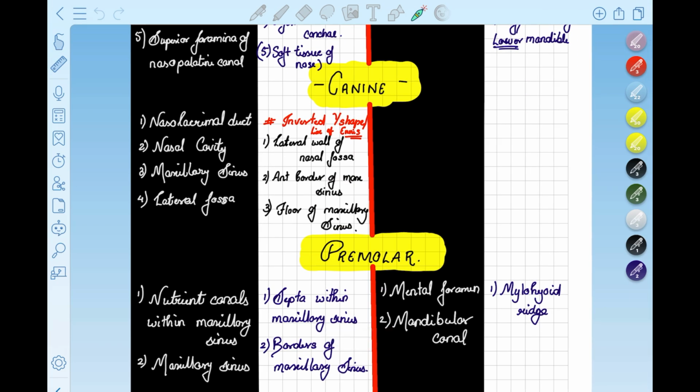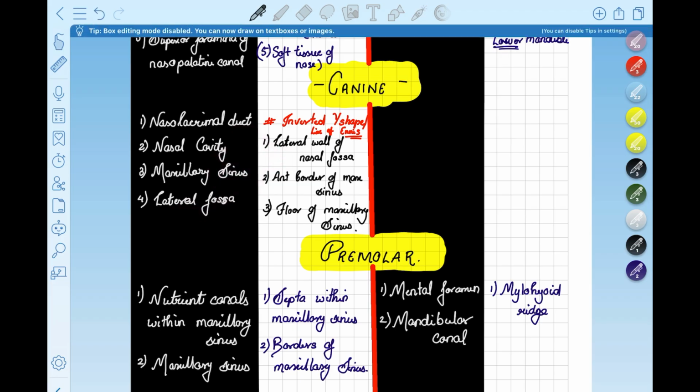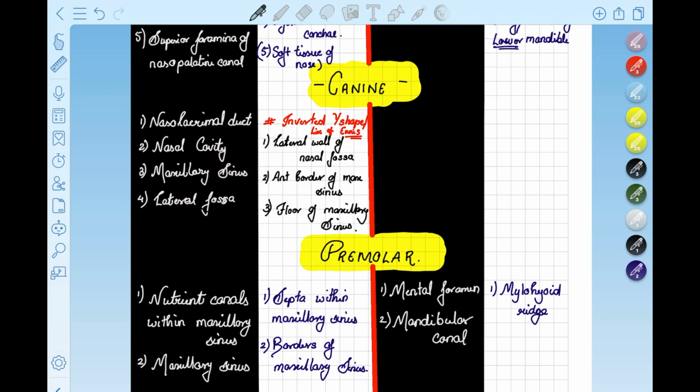In the canine region, we can see radiolucent structures like the nasolacrimal duct, as it is an empty structure, so it will appear radiolucent. Nasal cavity contains an air-filled space or empty structure, so it will appear radiolucent. Maxillary sinus also contains an air-filled cavity, it appears radiolucent or black. Lateral fossa, fossa means cavity, so it appears radiolucent.